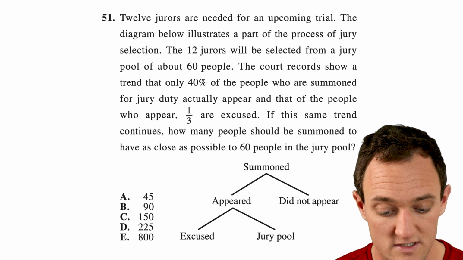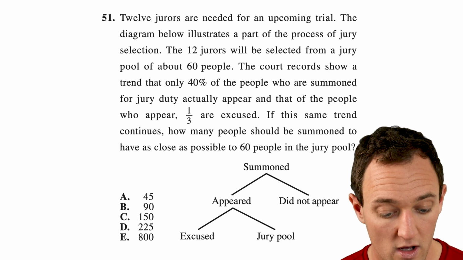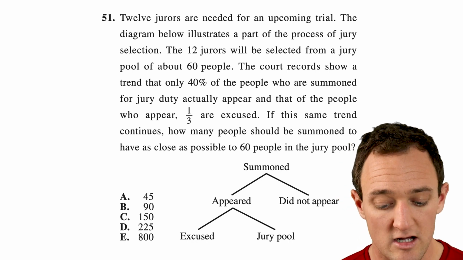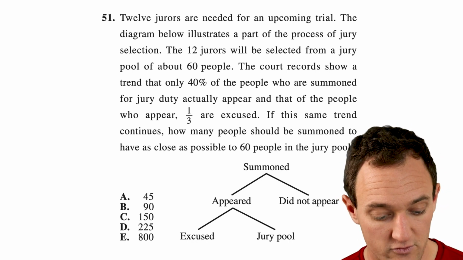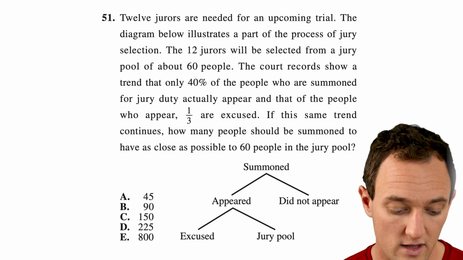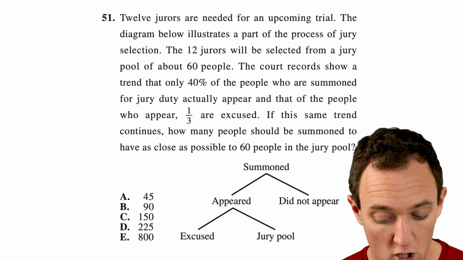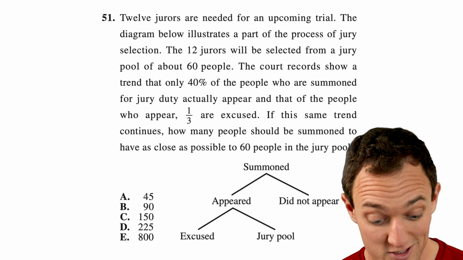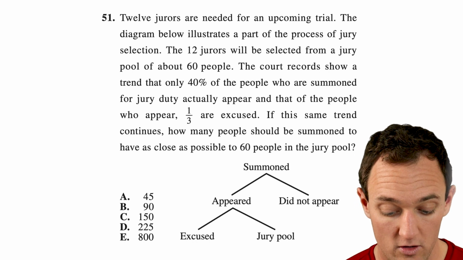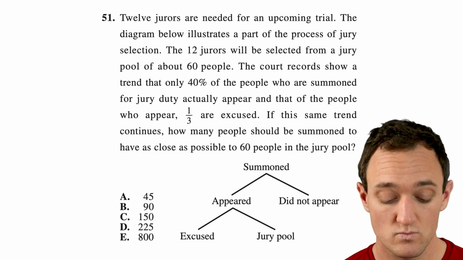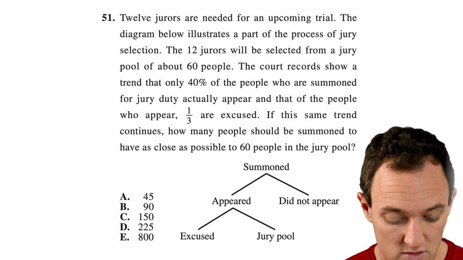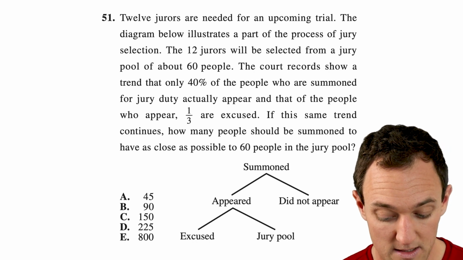So if we have 12 jurors that are needed for an upcoming trial, the diagram below illustrates a part of the process of jury selection. The 12 jurors will be selected from a jury pool of 60 people. The court records show that only 40% of people who are summoned for jury duty actually appear, and that of those people who appear, 1/3 are excused. So if the same trend continues, how many people should be summoned, as close as possible, to get 60 people in the jury pool?